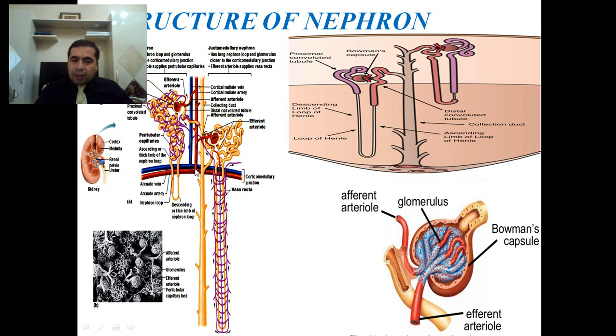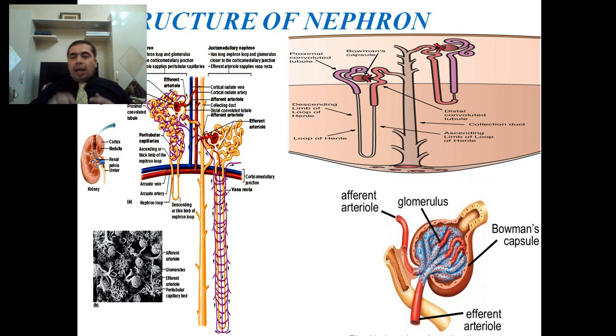Each arcuate artery branches to the renal medulla, giving the arteria recta, and to the cortex, the interlobular artery. The interlobular artery gives off the afferent arteriole, or simply saying vas afferens.